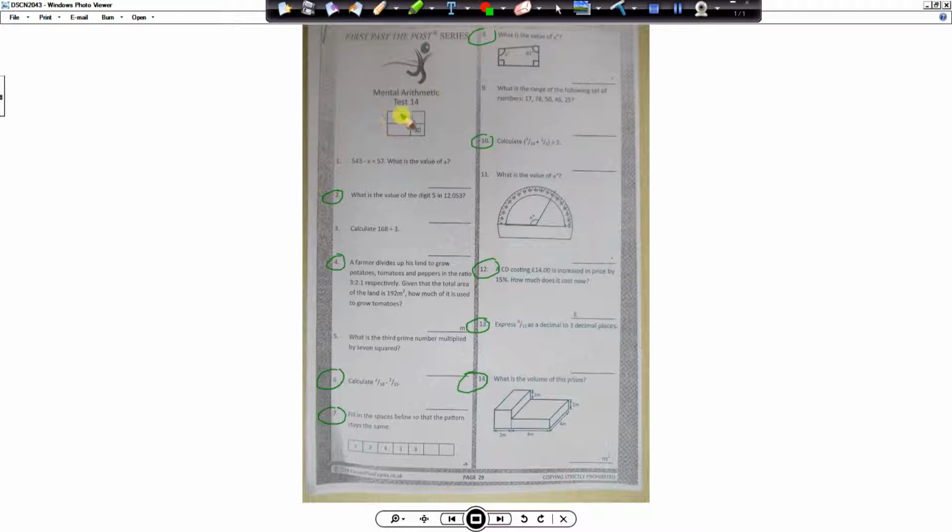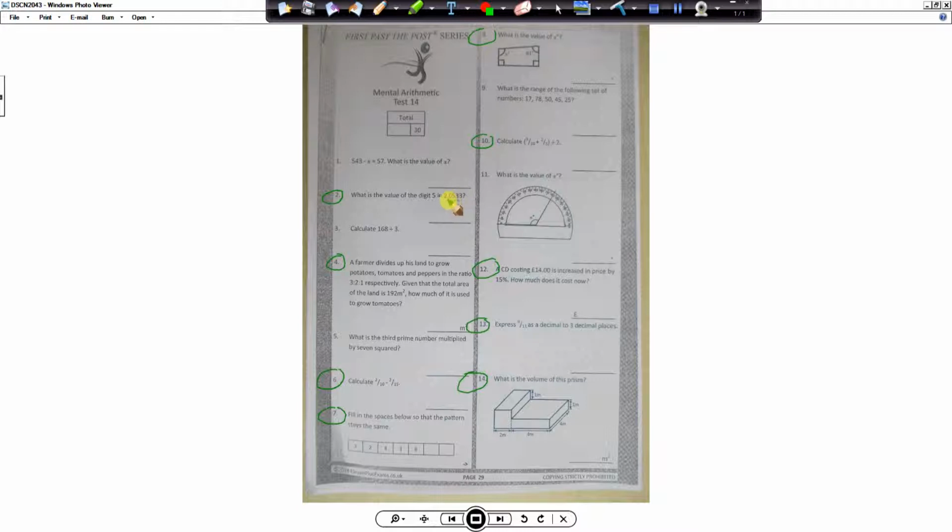My students here, Mental Arithmetic Test 14, first past the post series in preparation for the 11 plus. What is the value of the digit 5 in 12.053? Okay, what is the value of the digit 5 in 12.053?